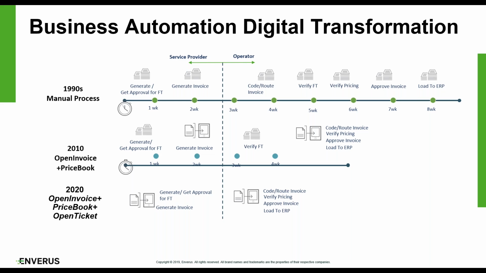So we were able to digitally generate the invoice on the supplier side, send that, and have the invoice coded and routed. The pricing was verified through Pricebook. The invoice was approved, and we actually digitally loaded it up to the ERP. So that was great. We streamlined a lot of processes and took that potentially multi-month process down to a matter of weeks. But we still had this paper field ticket in the process.